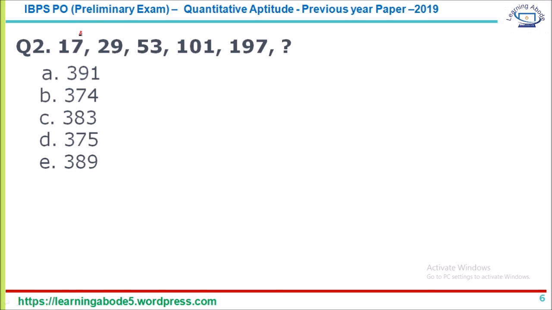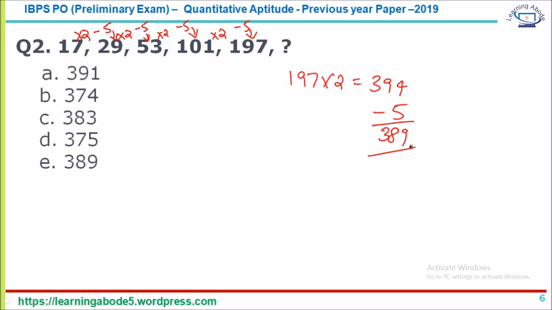So if I multiply 17 by 2, I get 34, minus 5, I get 29. 29, if I multiply by 2, I get 58, minus 5, I get 53. Now 53 into 2 is 106, minus 5, I get 101. 101 into 2 is 202, minus 5, I get 197. Now 197 into 2 is equal to 394. Now subtract 5, I get 389. That's the answer. That's answer option E for the second question. So multiply by 2 minus 5.